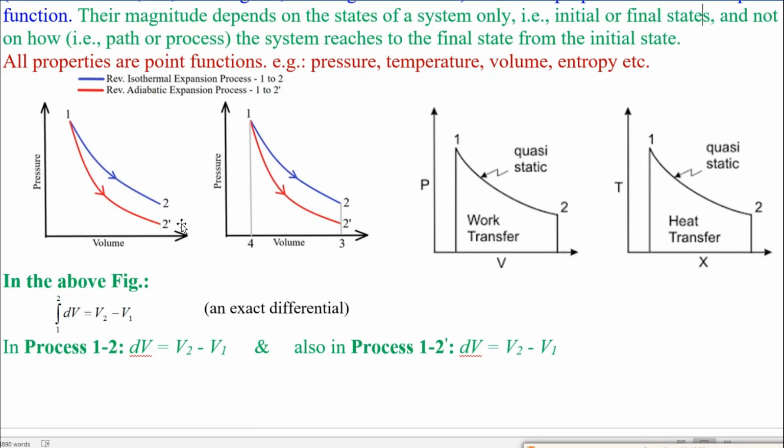Now in the above figure, the change in volume dV from 1 to 2 is V2 minus V1. It is also called an exact differential. Later I will discuss exact differentials and inexact differentials. Now in the process 1 to 2, dV is equal to V2 minus V1. Also in the process 1 to 2 dash, dV is equal to V2 minus V1. Same change of volume, but the areas below the paths or lines 1 to 2, that is the red line, or 1 to 2 dash, that is the blue line, are different.